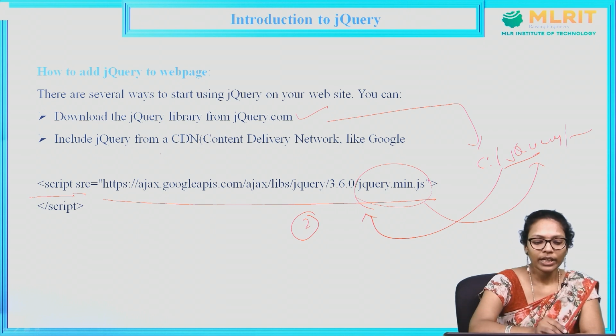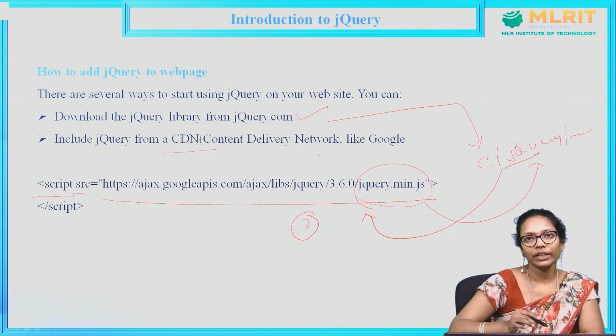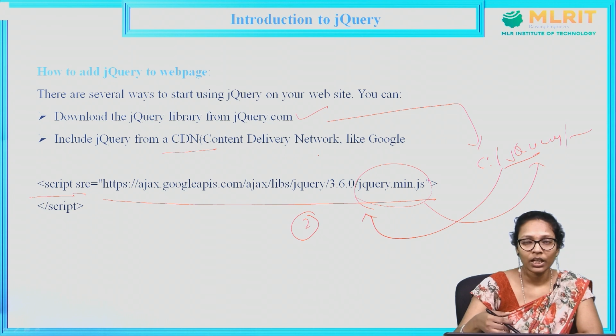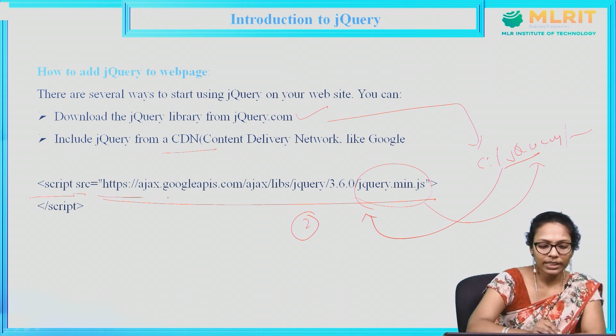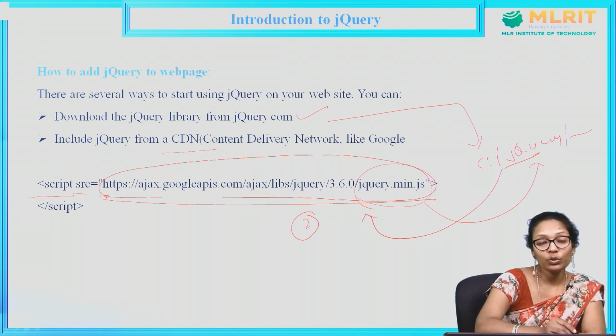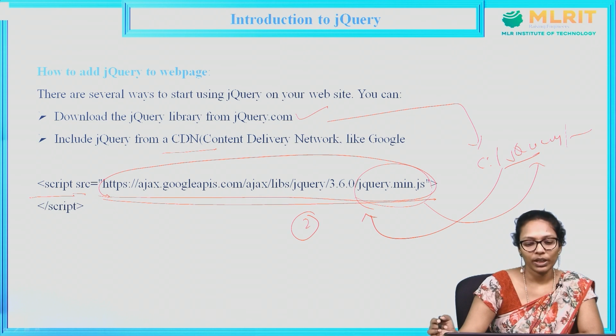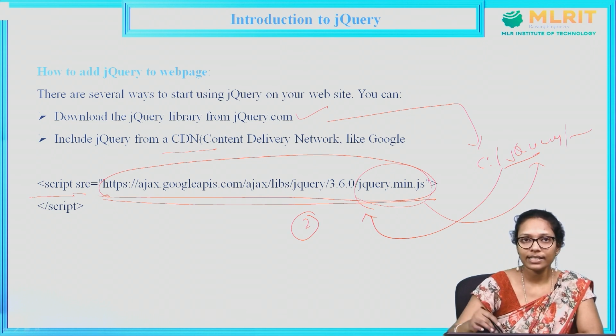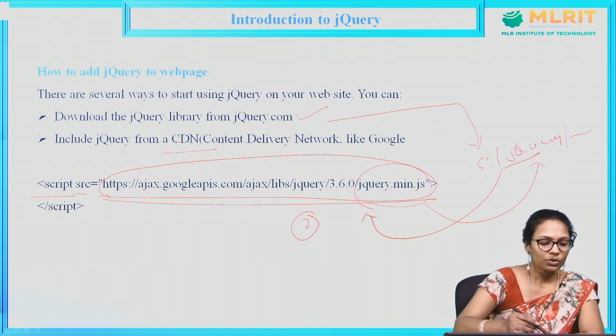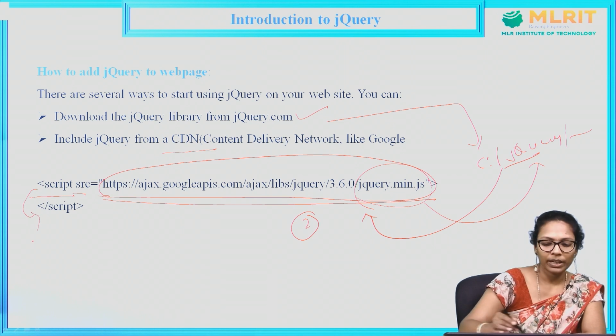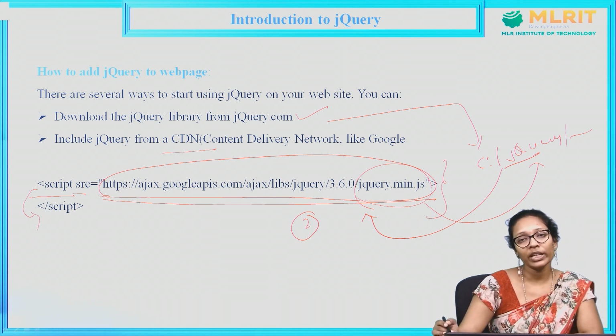Otherwise, you can directly use the CDN link, Content Delivery Network. Google will provide this link. Not only Google, we have other websites also which provide the CDN links of jQuery. You can get this link from the internet and include it in every jQuery program. What is this link exactly? This is a library file. From this library file only, you can access all the predefined methods of jQuery. Then you need to close this script tag. These two statements you need to include in every jQuery program, wherever you want.